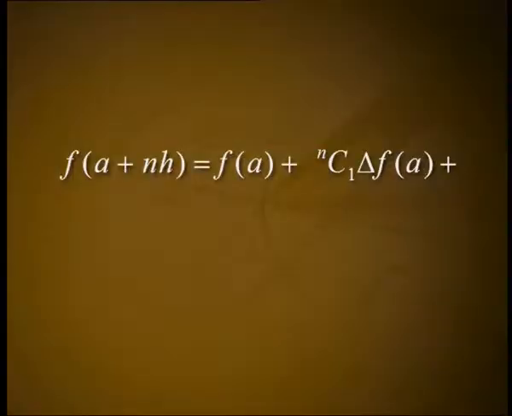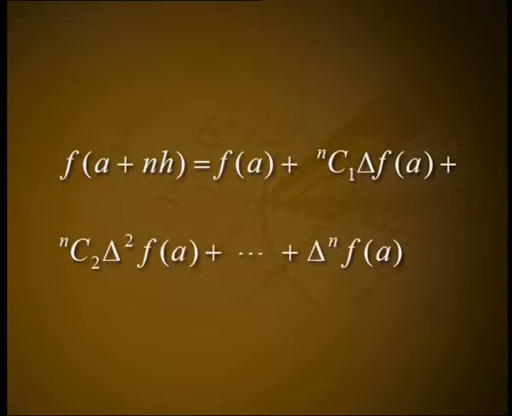Following are some results on forward differences. Result 1. The nth forward difference of a polynomial of degree n is constant when the values of the independent variable are at equal intervals. Result 2. If n is an integer, f(a+nh) = f(a) + nC1 Δf(a) + nC2 Δ²f(a) + etc. plus Δⁿf(a), for the polynomial f(x) in x.